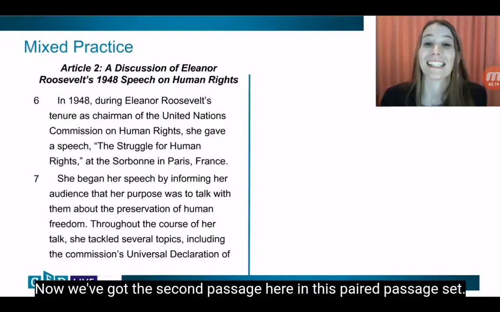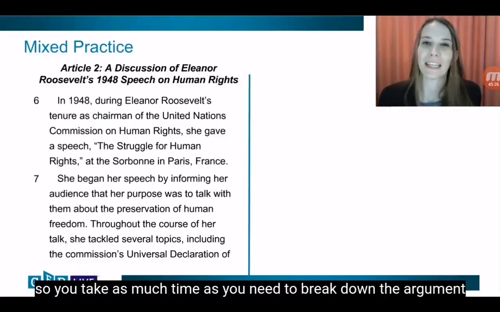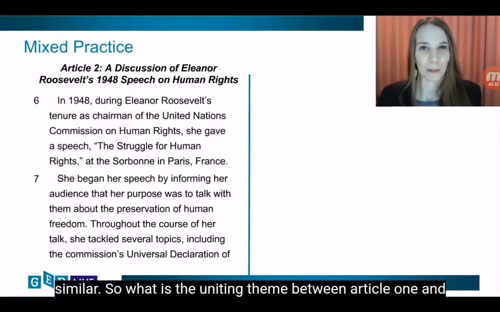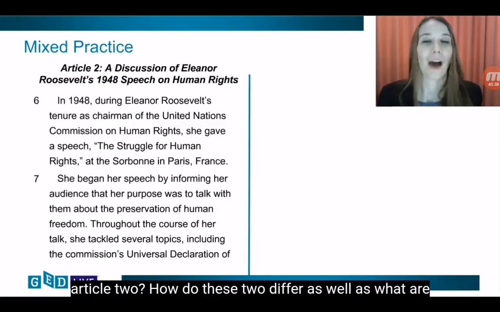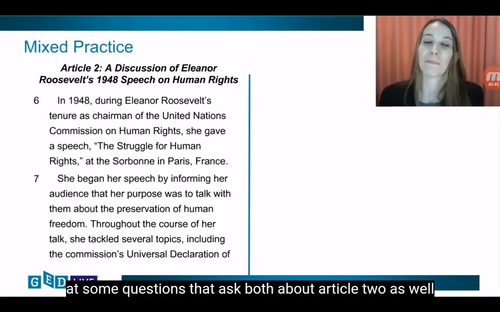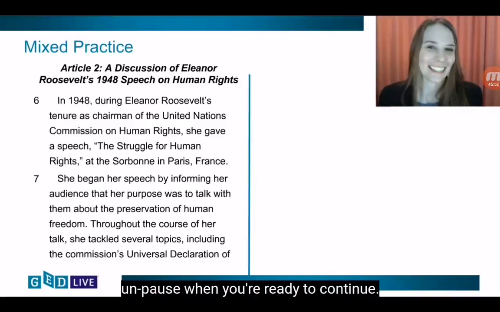Now we've got the second passage here in this paired passage set. Again, I'm going to give you enough time. Pause the video so you take as much time as you need to break down the argument that's here in Article 2. Keep in mind how these two are similar. So what is the uniting theme between Article 1 and Article 2? How do these two differ? And what are some of their similarities? And after we do that, we'll take a look at some questions that ask both about Article 2 as well as both articles together. Go ahead, pause the video and unpause when you're ready to continue.